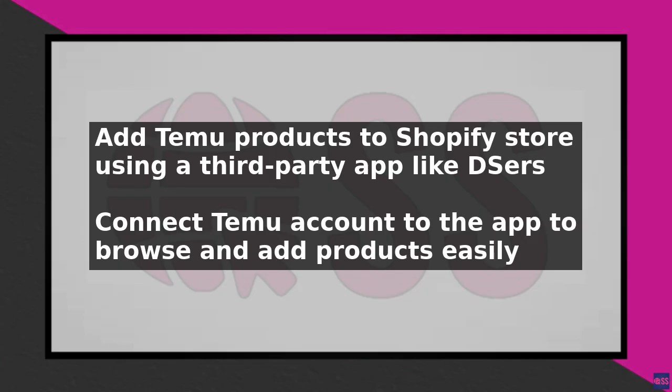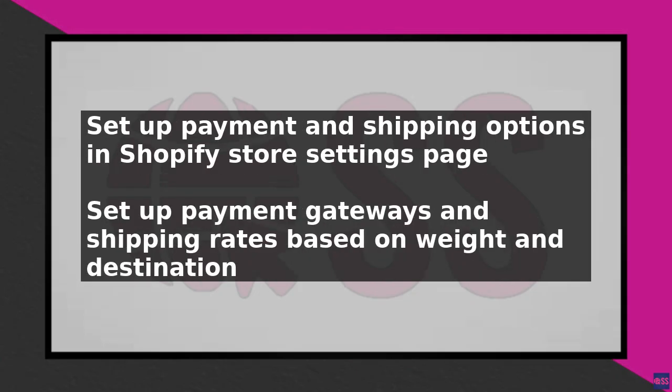When you find a product you want to add, simply click the Add to Import button and the product will be added to your store. When a customer places an order, the app will automatically send the order to the supplier on Temu. The supplier will then ship the product directly to the customer. You do not need to hold any inventory or handle the shipping yourself.